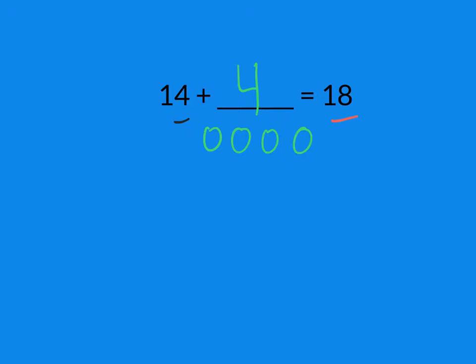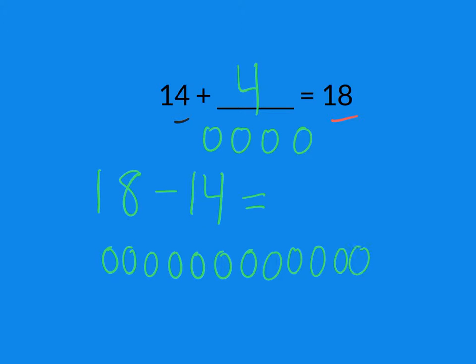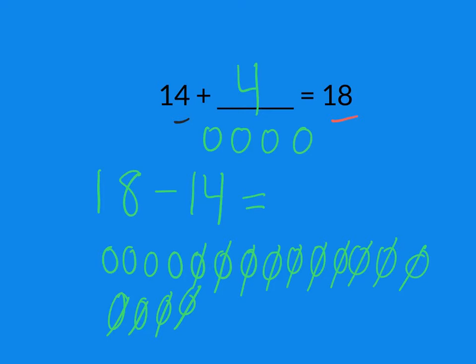I can check my answer by doing a subtraction equation. I always start with my bigger number, so I would have 18 minus the 14. So I'm going to draw 18, 1, 2, 3, 4, 5, 6, 7, 8, 9, 10, 11, 12, 13, 14, 15, 16, 17, 18. Then I'm going to cross off the 14. Let's see how many we have left. 1, 2, 3, 4. You can see that I have 4 and I have 4. So I know that my answer is correct.